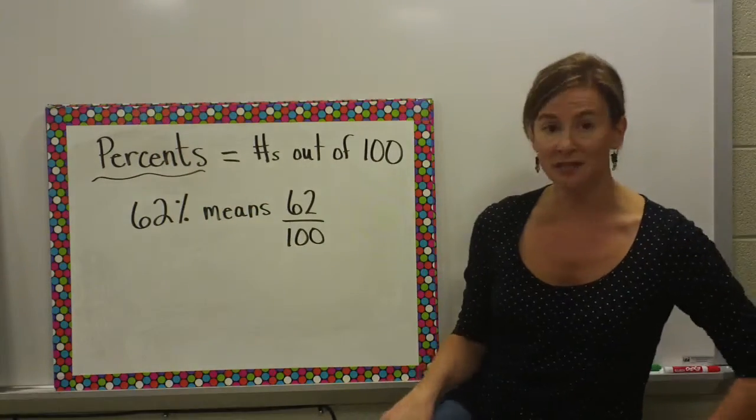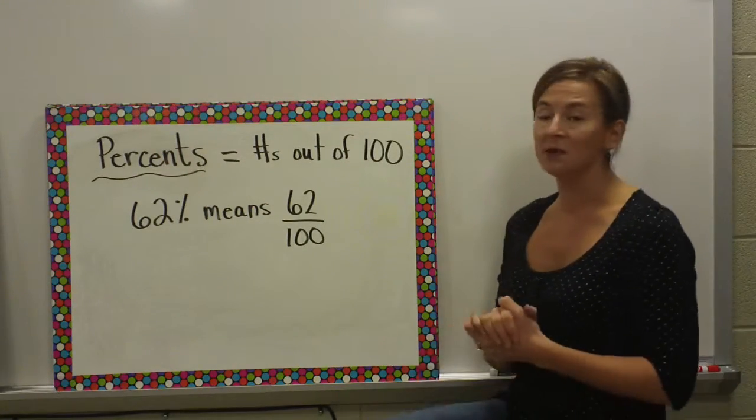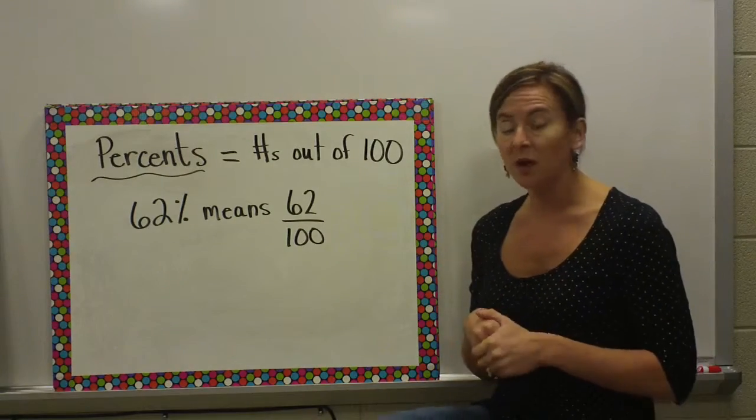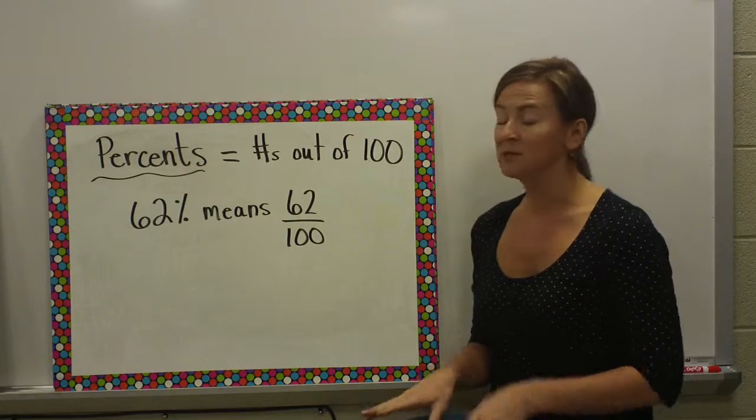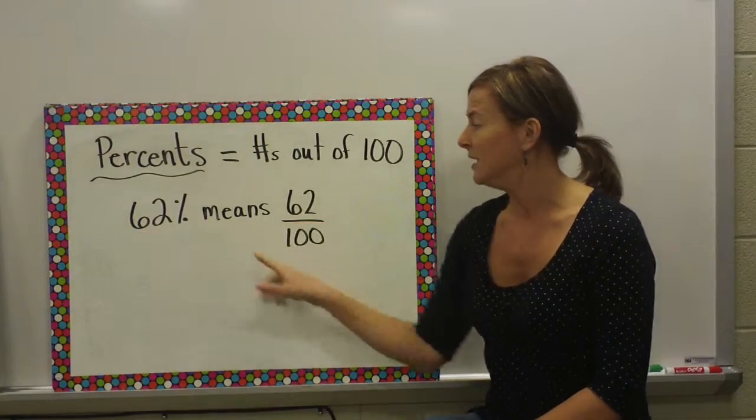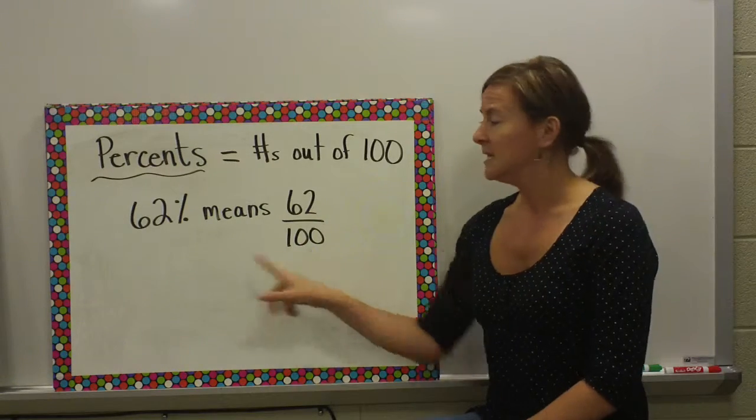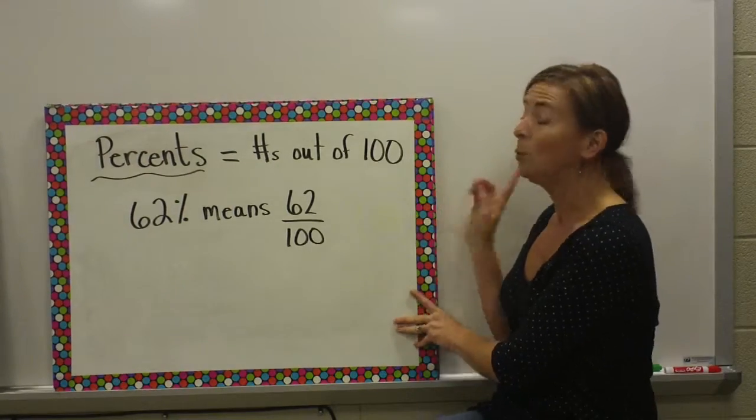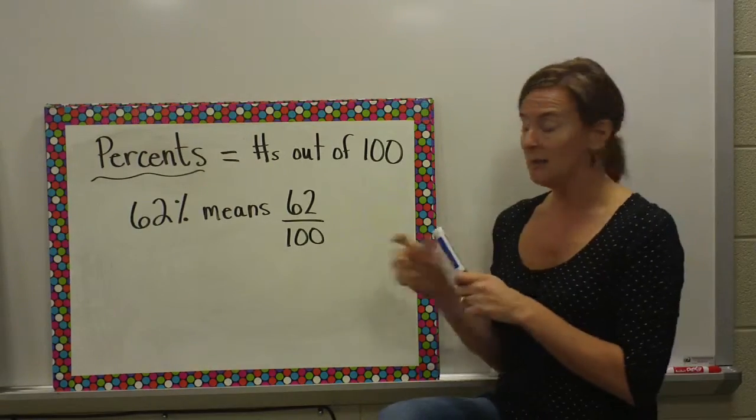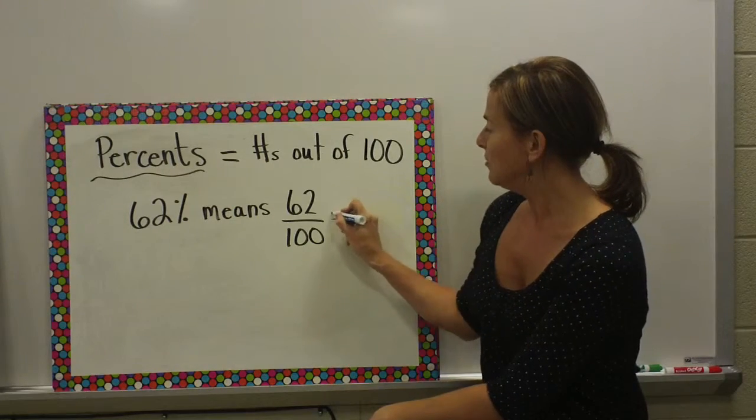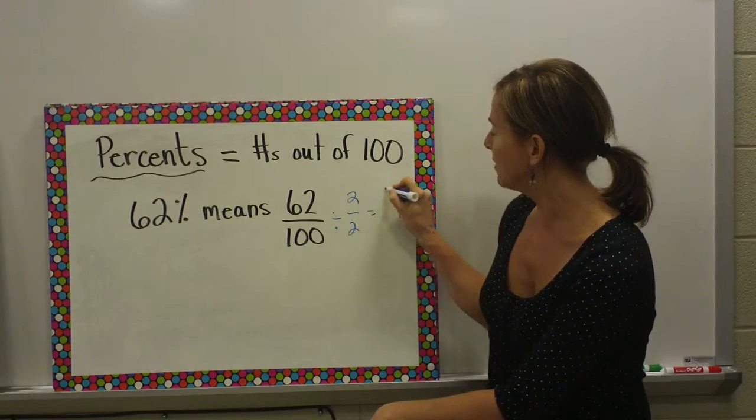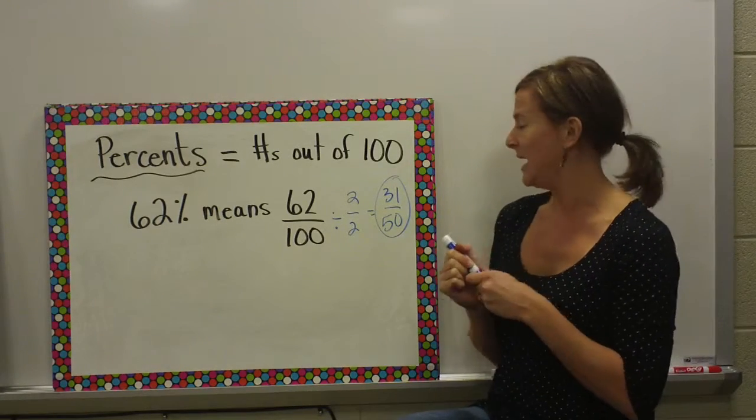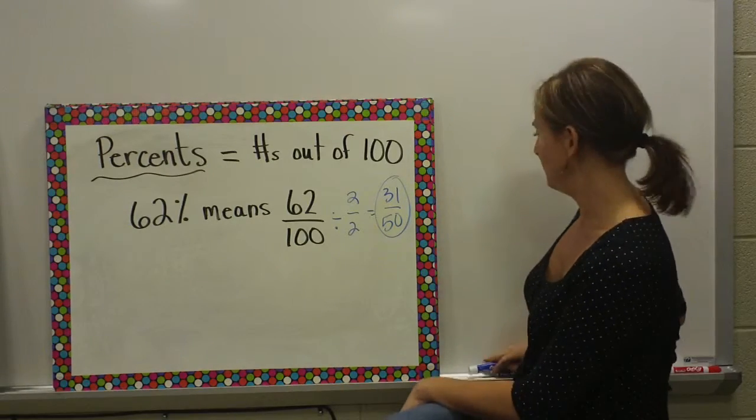First, in reviewing percents, percents represent parts of numbers in a very particular way. They represent numbers out of 100. So a percent is always representative of whatever number you see out of a total of 100. 62% means 62 out of 100, which I should actually simplify because I want my fractions in simplest form. Both of these are even, so I'm going to get 31 out of 50. So 62% as a fraction is 31/50.